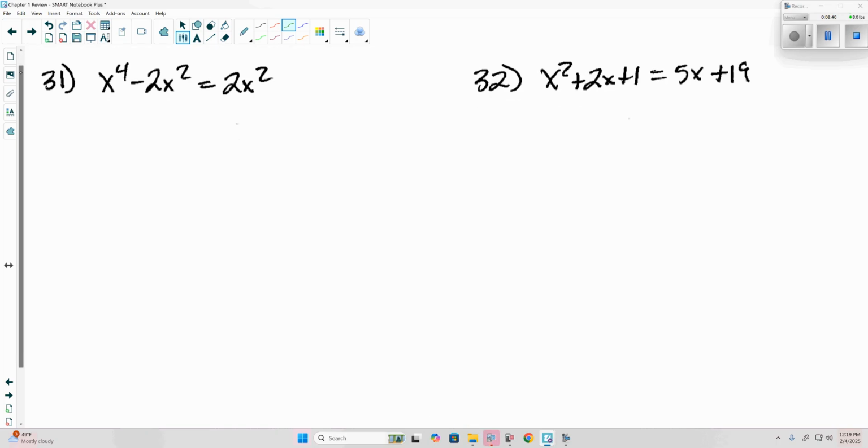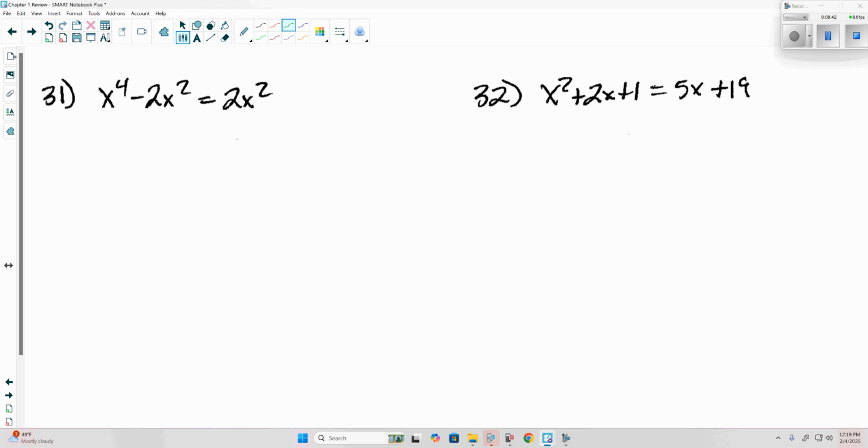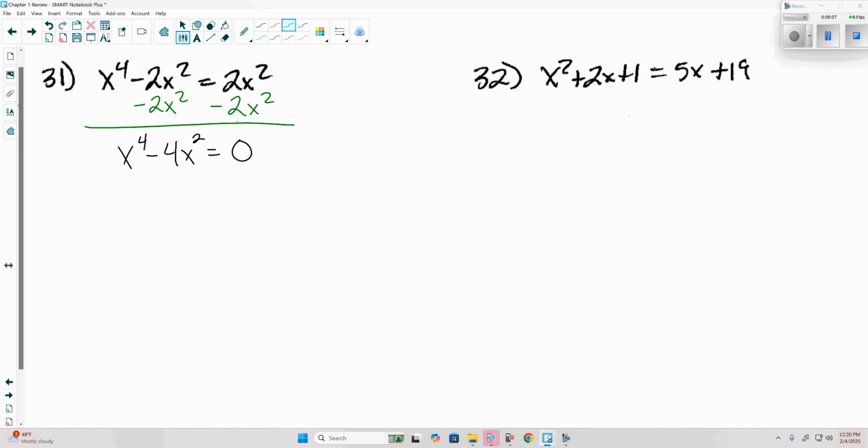x to the fourth minus 2x squared equals 2x squared. Again, whenever we have these higher degree polynomial functions, with exponents of 2 or bigger, the first thing we need to do is get it equal to 0. x to the fourth minus 4x squared is equal to 0.